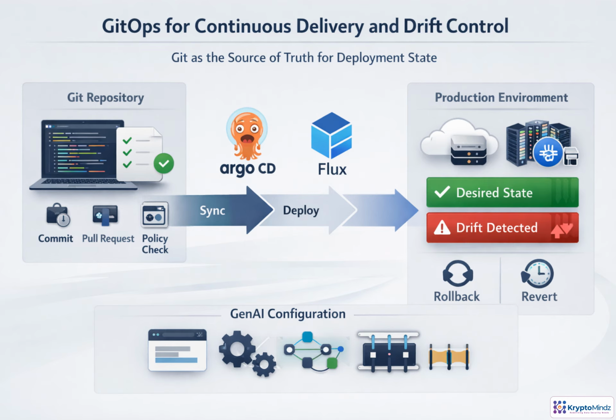GitOps turns deployment into a controlled reconciliation loop. A developer changes manifests in Git, opens a pull request, and the change passes review and policy checks before it becomes the approved desired state. Controllers like Argo CD or Flux then compare that desired state with what is actually running and continuously sync the environment. If someone changes production directly, the controller detects drift and can restore the declared configuration. Rollback becomes another Git operation. Revert the commit or redeploy an approved version. For GenAI, this same pattern protects prompts, routing, guardrails, and runtime settings.